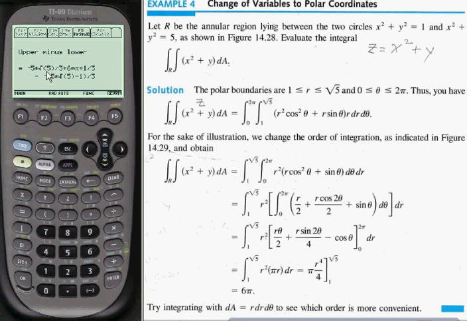Upper minus lower limit is here. This upper limit minus the lower limit. Put that on your paper. And it turns out to be 6 pi. We do that. 18.8 cubic units.